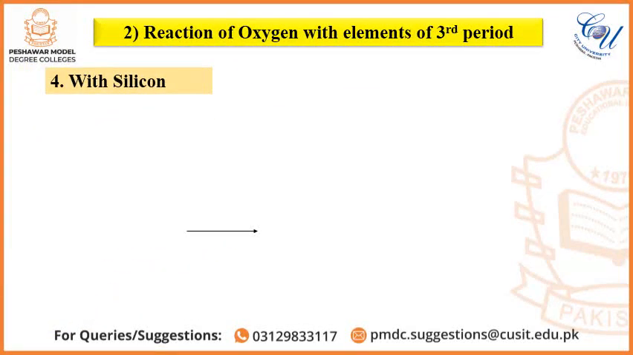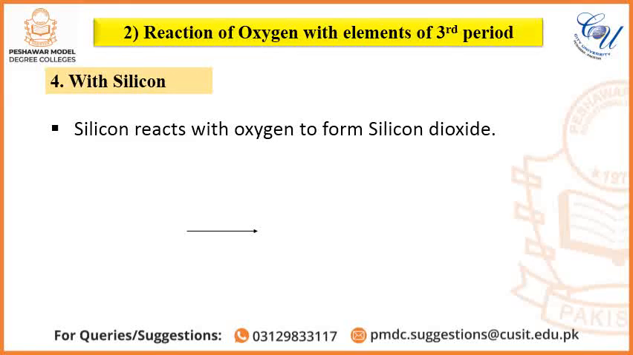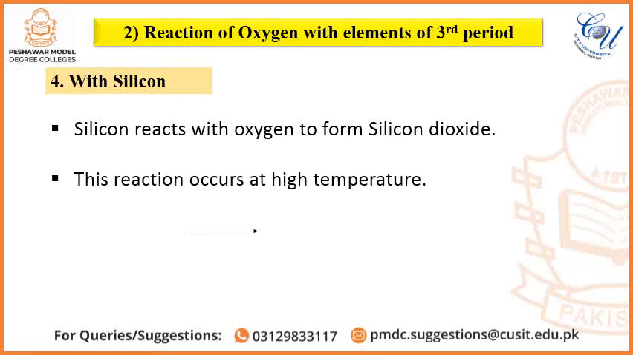Similarly, when silicon, which is a member of the third period, was allowed to react with oxygen, it produced silicon dioxide. The reaction of silicon and oxygen requires high temperature conditions.